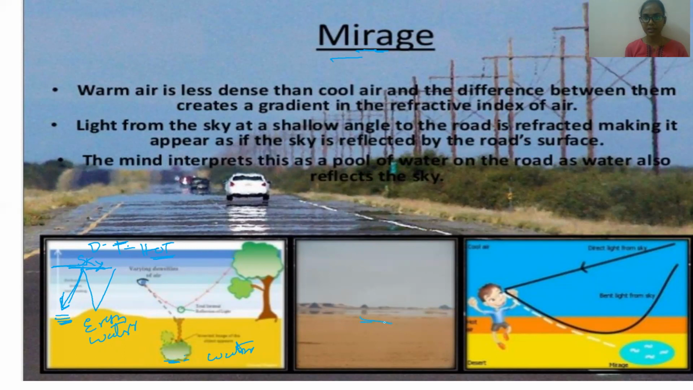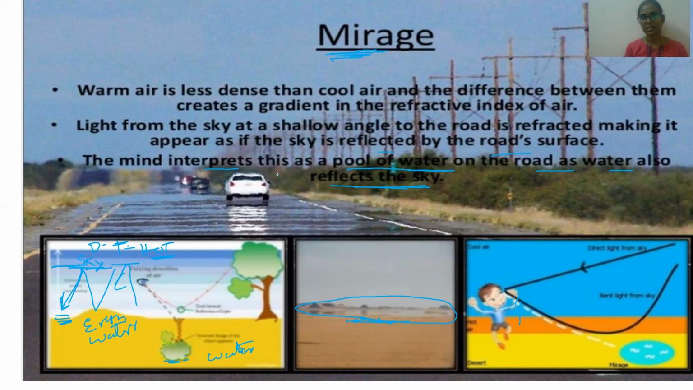Here in the second figure we can see, no, the sky shadow is forming here. There is no water in the desert, but it appears. That is what we call an optical illusion. Okay, making it appear as if the sky is reflected back to the road, and the mind interprets this as a pool of water on the road. Water is also reflected back to the sky sometimes, and the sky is also reflected back to the earth. That is because when light falls exactly at the critical angle, it will reflect back completely. Okay, this effect we call a mirage.